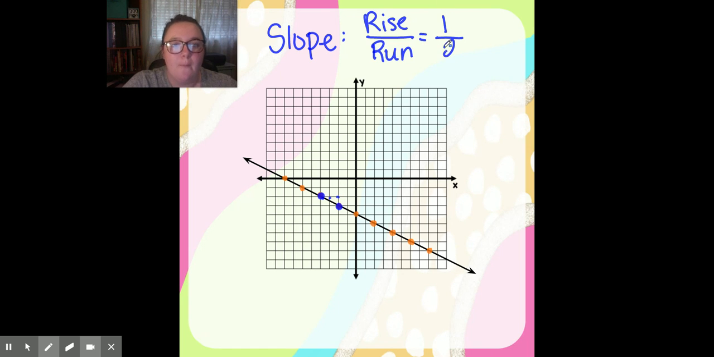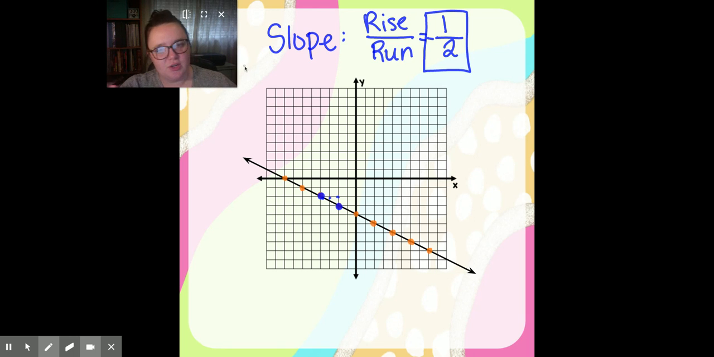I ran 2, but here's the key, right? Which way did we run? We didn't run to the right this time. We ran to the left. So we need to add that negative out here. It's a negative 1/2. Right? And that is true. If you look at this line, it's going down, it's decreasing, it's a negative slope. Those other two that we had were positive, they were increasing. This one's a negative slope, so you have to include that negative out front.